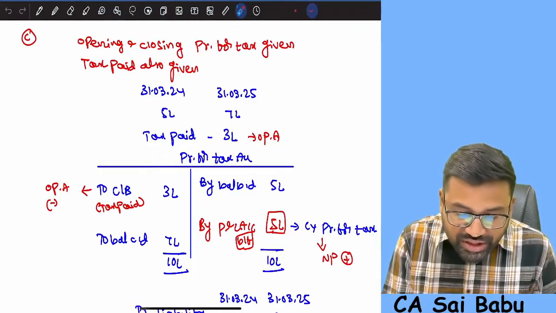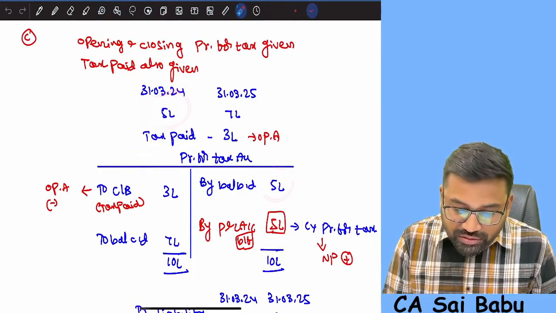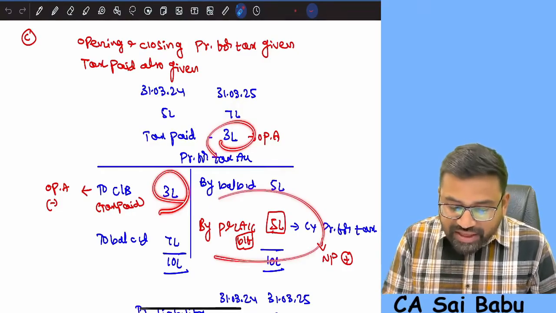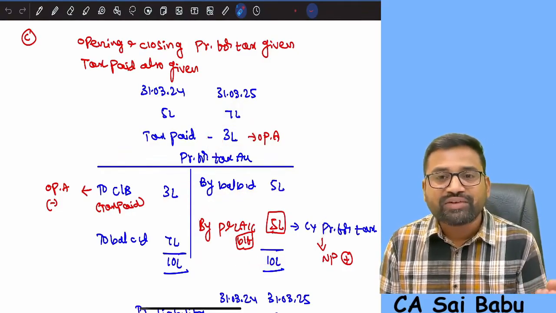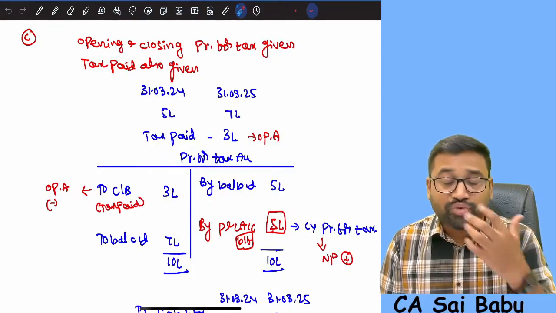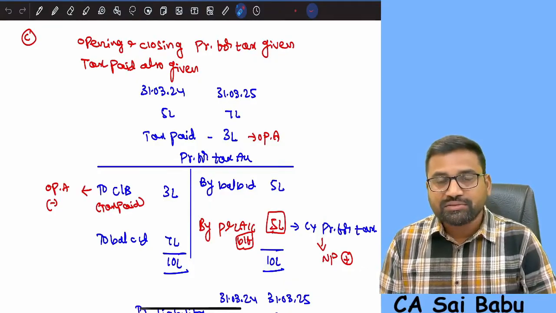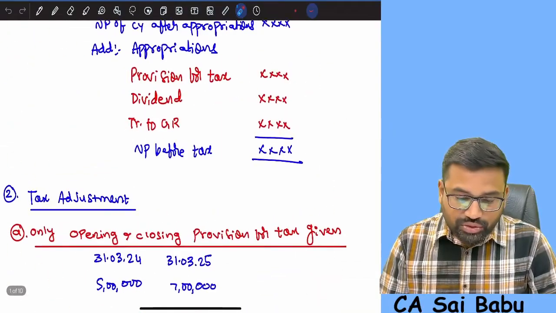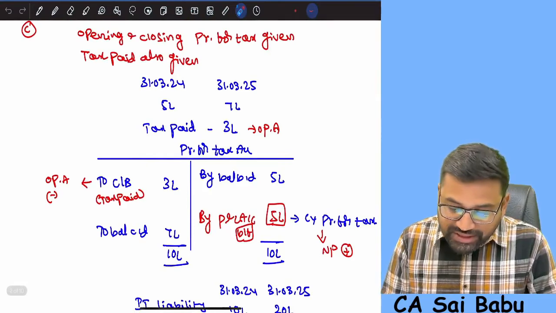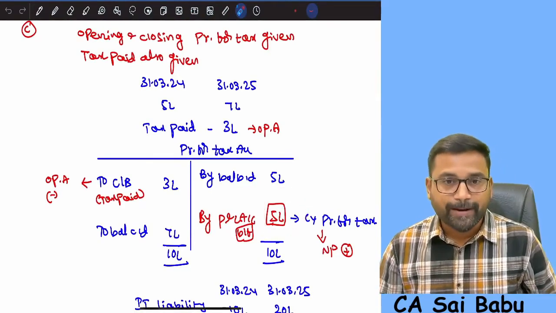Now, in this case, you see, opening provision 5, closing 7, paid 3. So, the balance figure is nothing but provision created from the current year profits. So, when you want to ascertain the net profit before tax, if it is not given in the question, we need to add back provision for tax. In this case, what is the current year provision for tax? We ascertain 5 lakhs. We need to add back.